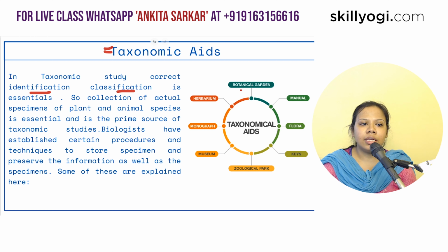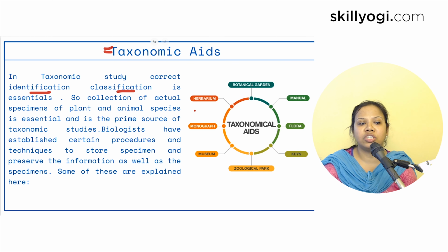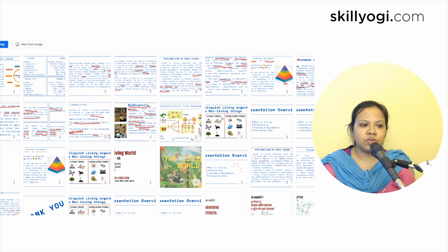These are the different ways we preserve the documents to understand and identify each organism, give it a name and arrange them in a particular order. So that's why taxonomical aids are very important. There are different types of taxonomical aids, that is botanical garden, manual, flora, keys, zoological park, museum, monograph, herbarium. Here we explain some of them which are in your syllabus.